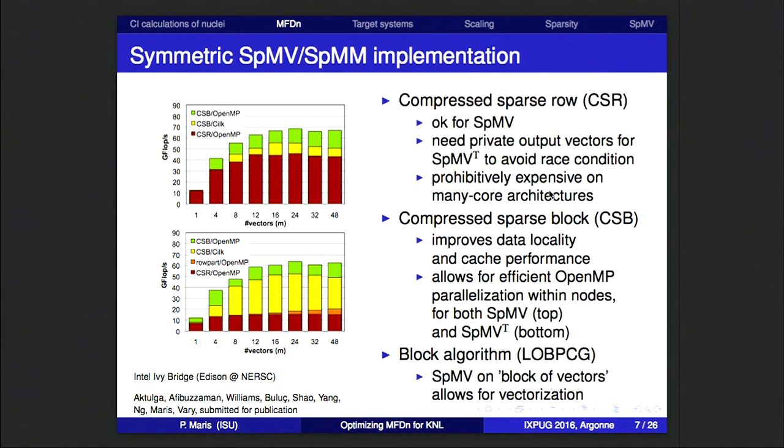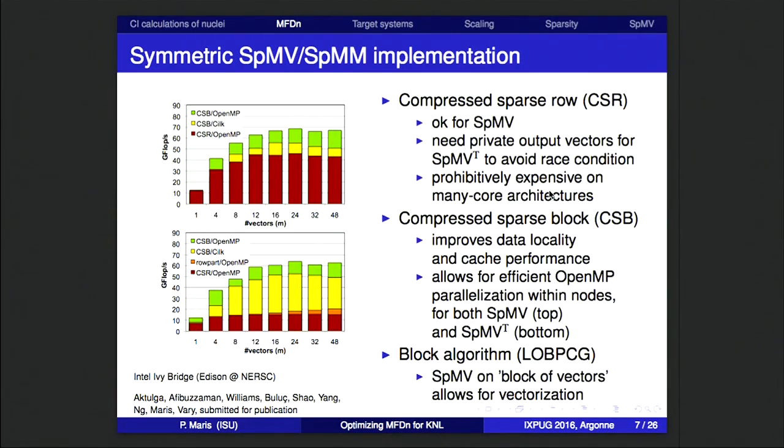And the other advantage is that we're moving from a Lanczos algorithm where we have only one vector on the right-hand side to a block algorithm, LOBPCG, locally optimized block preconditioned conjugate gradient. And there we have 8 or 16 vectors on the right-hand side. Again, if we would do that with private output copies, things would explode rather quickly.